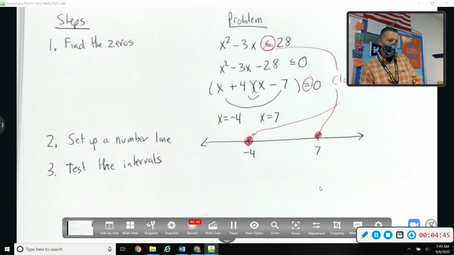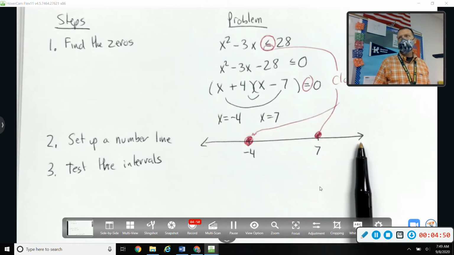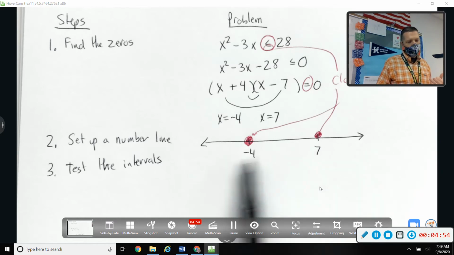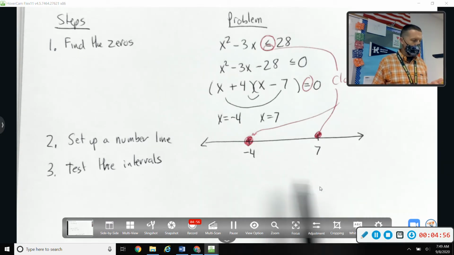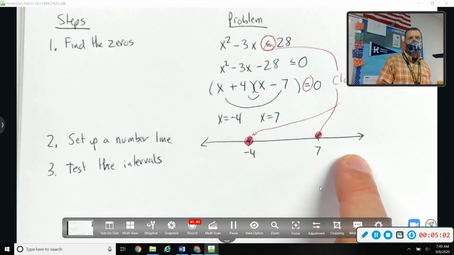All right, when we set up our number line, this one created 1, 2, 3 separate intervals. Depending on the problem, you could have 2 separate intervals. You could have more than 3. I don't think we'll have more than 3. So we'll have 2 or 3 intervals. And to test them, I need to pick a number in each interval.